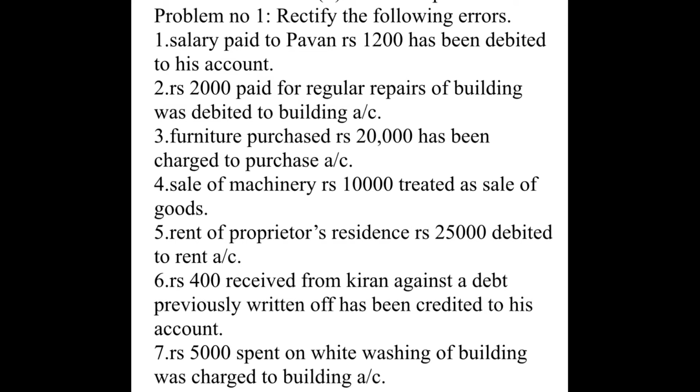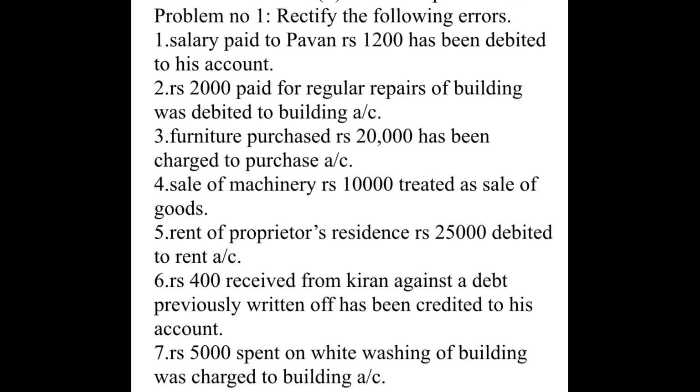Rectify the following errors. First one, salary paid to Pavan 1200 rupees has been debited to his account. Second one, 2000 paid for regular repairs of building was debited to building account. Third, furniture purchased 20,000 has been charged to purchase account. Fourth, sale of machinery 10,000 rupees treated as sale of goods.